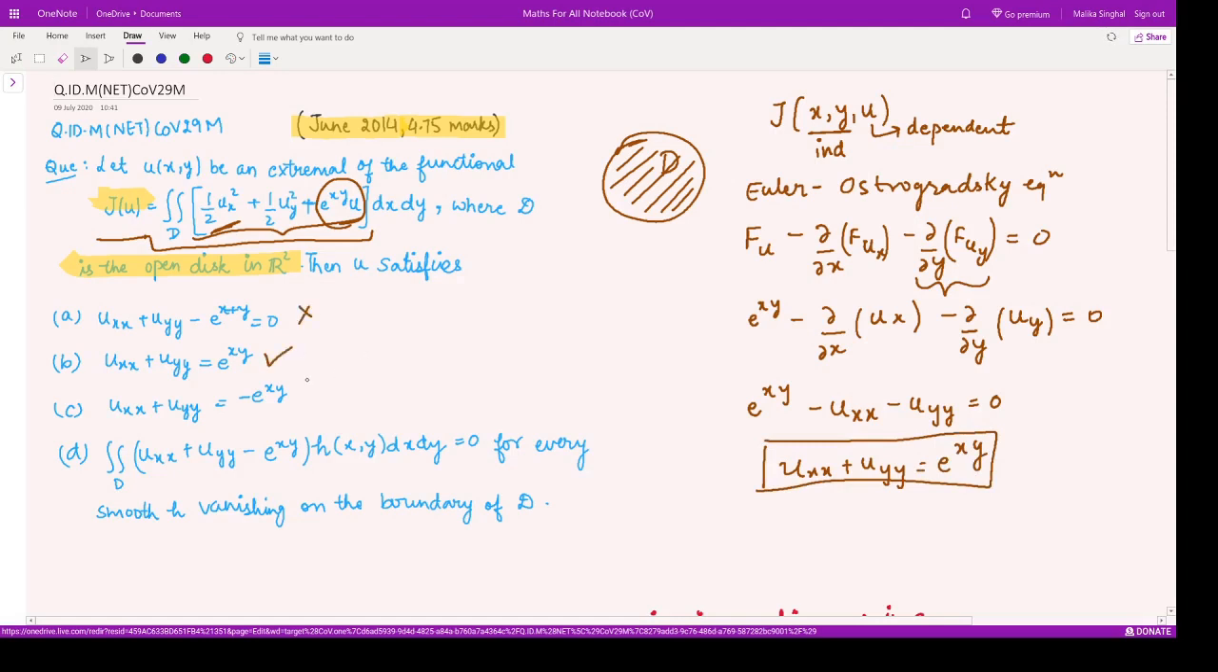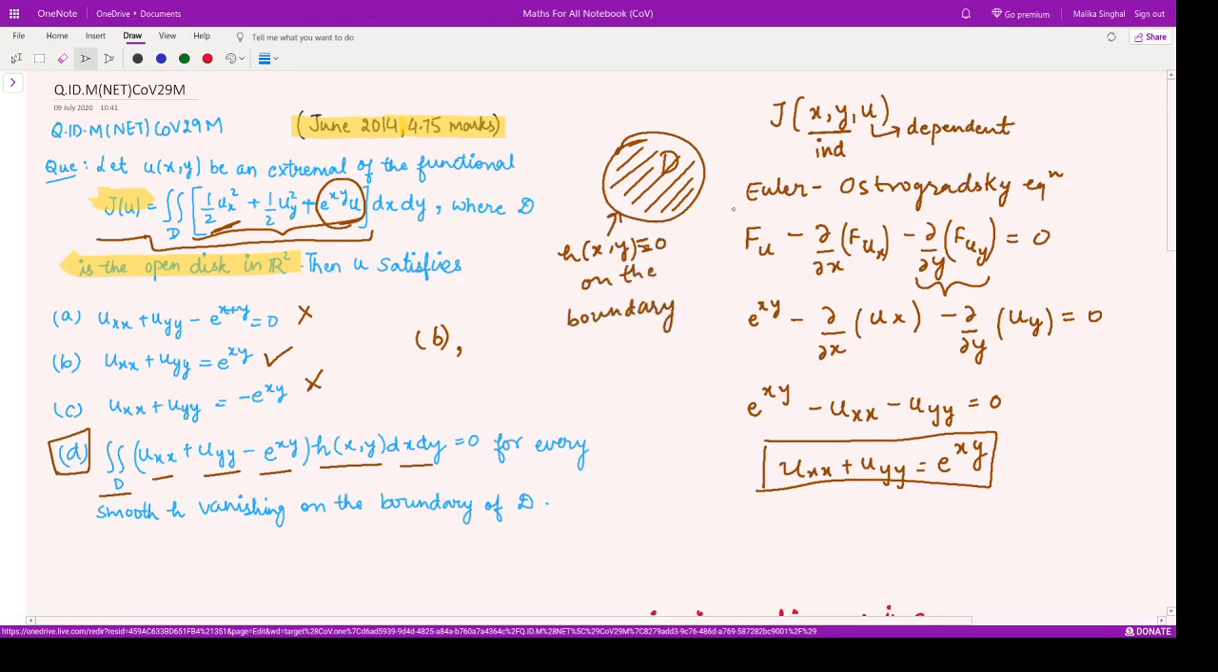So this cannot be the solution, this cannot be the solution. To check, what about D? So obviously B is the solution. What is D? That is the double integration over D of uxx plus uyy minus e to the power xy, times h(x,y) dx dy, is equal to 0 for every smooth h vanishing on the boundary of D. So you have a smooth function h of x, y which vanishes on this boundary, that is, it is equivalent to 0 on the boundary. This is given to you.